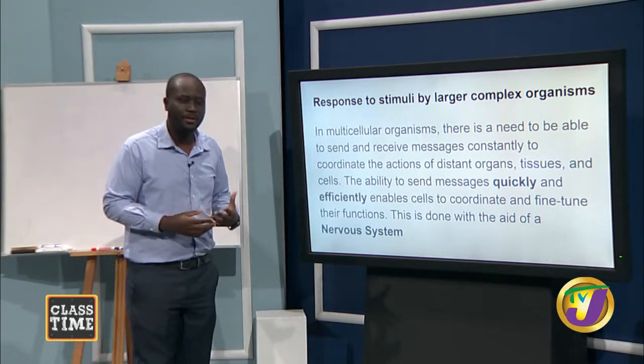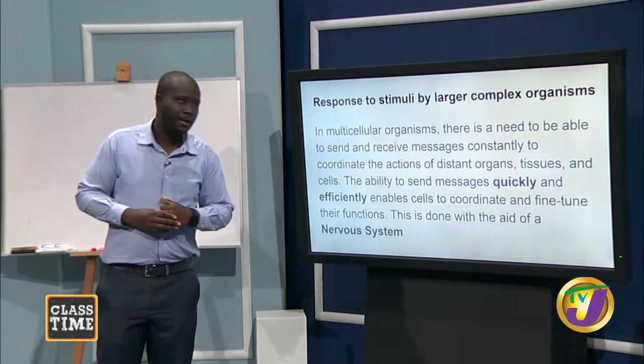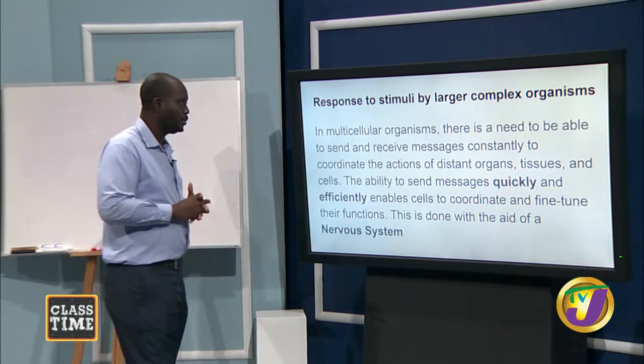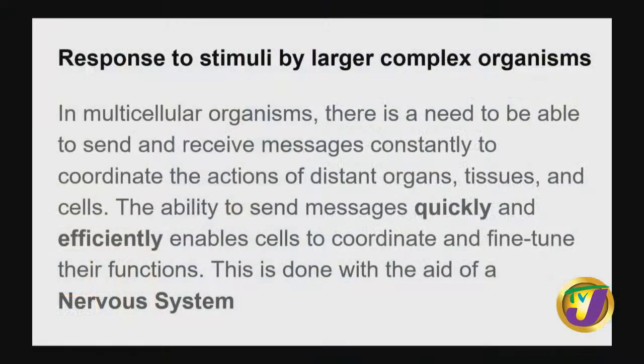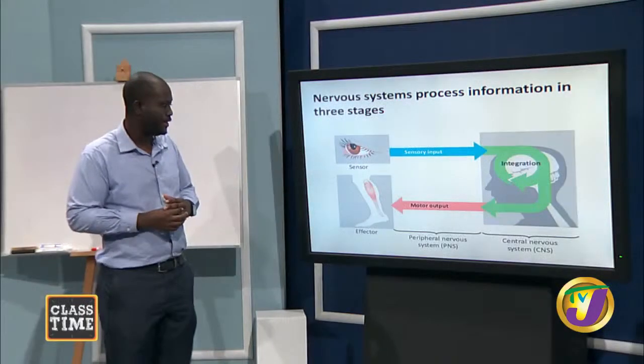But as organisms get larger, we need a more efficient system in which we can respond to a stimulus. So we need a system where the response is quick, efficient and accurate. So multicellular organisms developed what is called a nervous system. Organisms are able to respond to a stimulus using a nervous system, and there's also another system which we're going to look at later on in the syllabus called the endocrine system. These two systems play a major role in sensitivity and coordination for a multicellular organism.